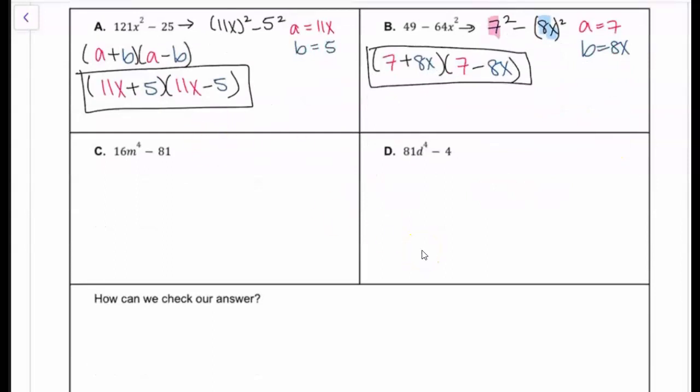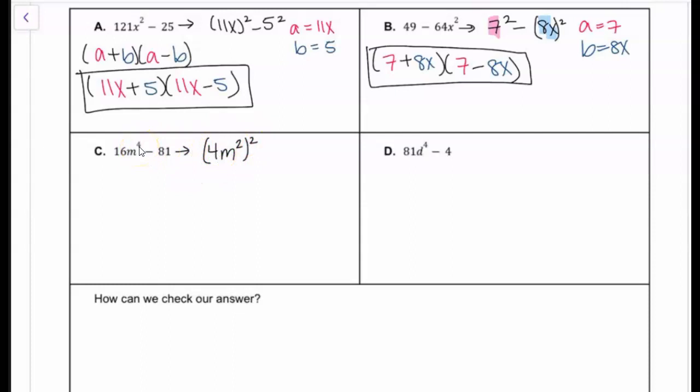So once again, I'm going to have to rewrite this as a difference of two squares, so I need to figure out what my squares are underneath this. I know 16 is 4 times 4. But this time, instead of m to the second power, I have m to the fourth power. That's okay. What's really going on here is that I have 4m squared, squared, because 4 squared is 16, and m squared squared is m to the fourth power, because 2 times 2 is 4. So those are your exponent rules.